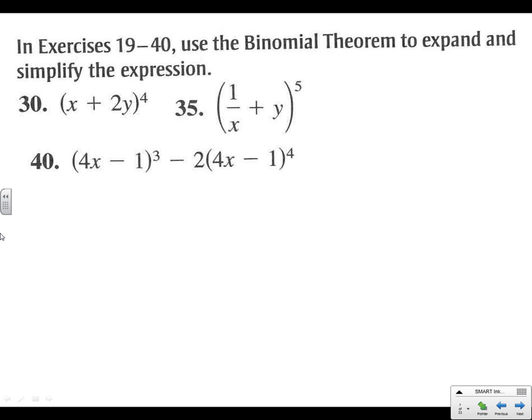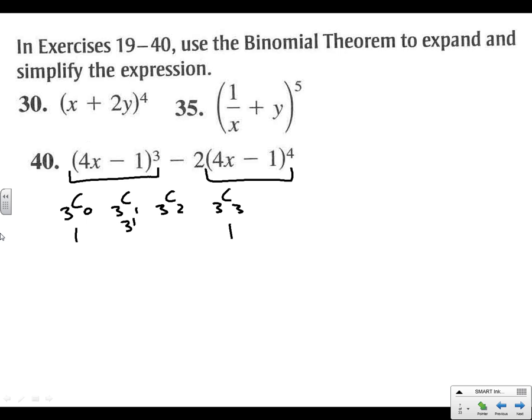Alright, so we've got (4x - 1) cubed minus 2 times (4x - 1) to the 4th. So we're going to have to do this whole thing first, and then we'll do this second and times it by 2 to simplify. So a lot of algebra going on here. We need to do our c's first, 3c0, 3c1, 3c2, and 3c3.